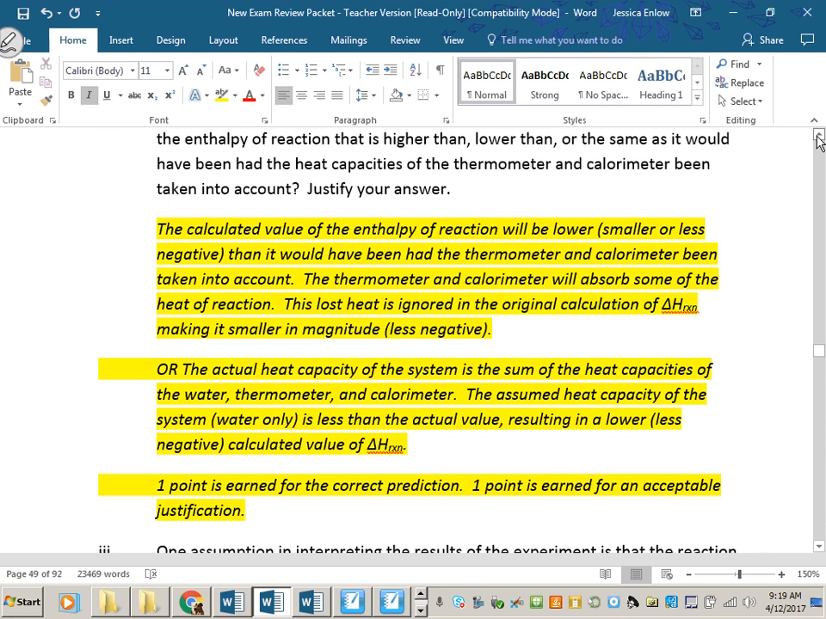So, see how they specified lower, which is smaller, less negative? I really don't like the fact they said lower, but it is truly lower magnitude. Because you didn't take the heat into account, that would have been absorbed by the materials of the lab. So the heat loss that was ignored would have made the actual value more exothermic. So this assumption made it a lower magnitude, or a less negative, exothermic reaction. Kind of blending that, I think just saying less exothermic or lower magnitude exothermic reaction should suffice.